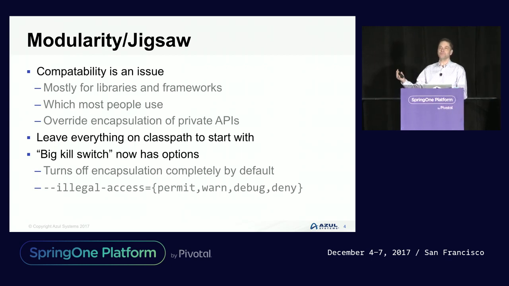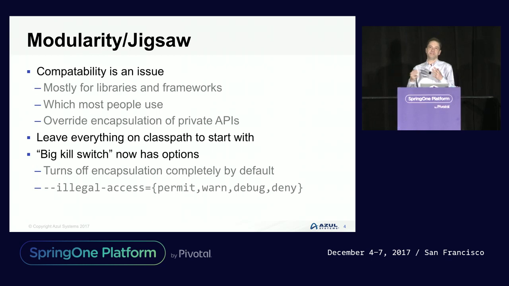You can dial that up, and you can have warn. Warn will give you a warning every time you use an internal API. So you won't just get one message, you get it every time you use it. You can dial it up further, and you can go to debug. Debug will do the same thing, but it will give you a stack trace as well, so you can see at which point you came from in your code to use that particular API.